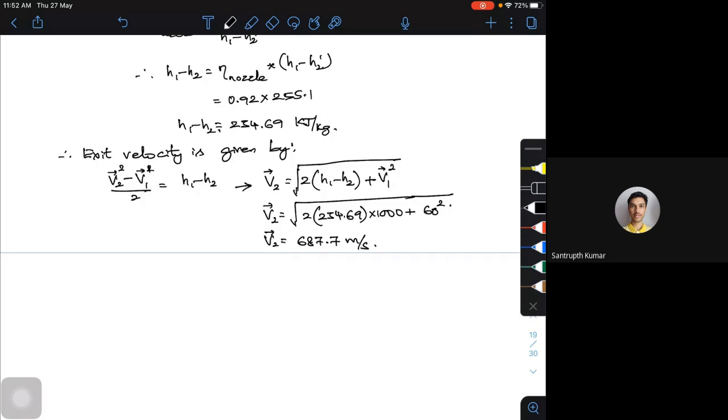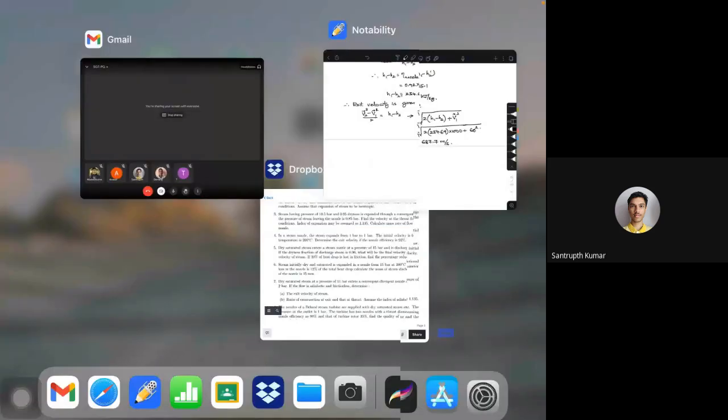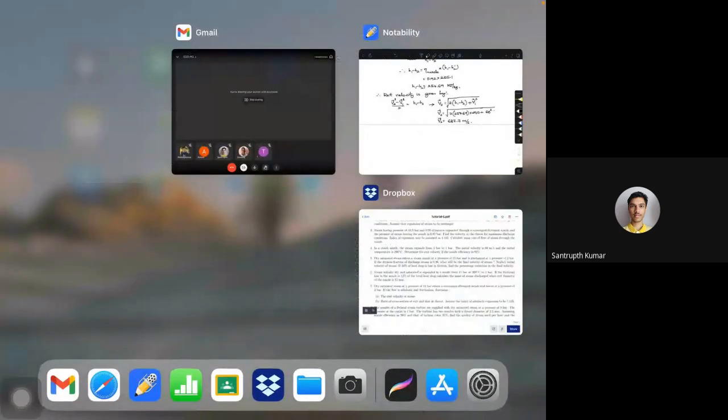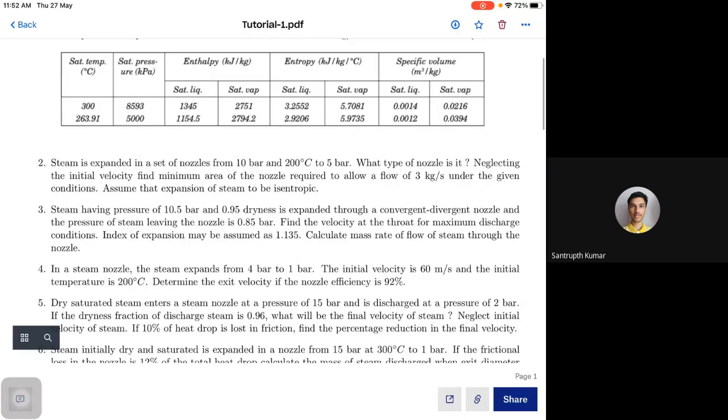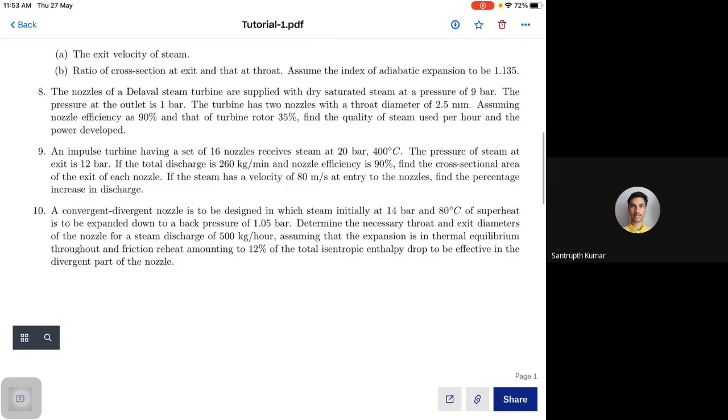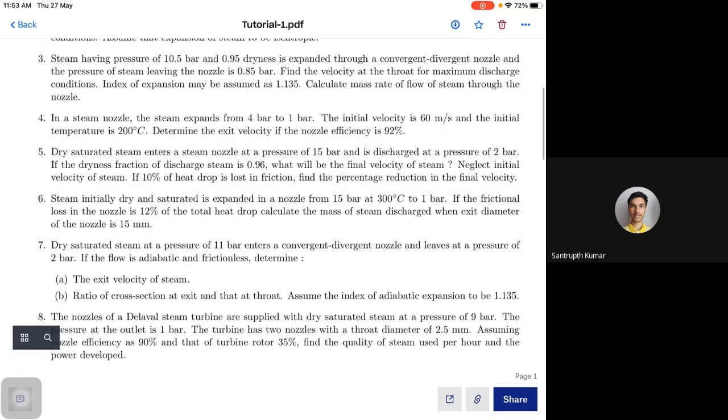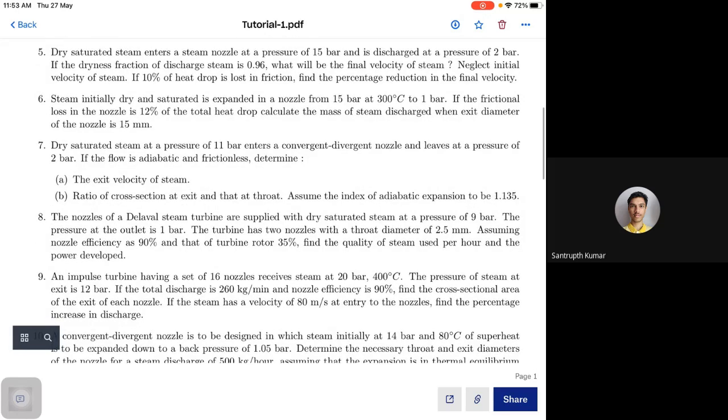That clear? So let me take one more problem and solve. We have another 15 minutes. Yeah, we'll take the 7th problem anyhow because it's a bit lengthy. That's fine because it's for a dry steam. Let's try to do that. The 7th problem, we'll take.